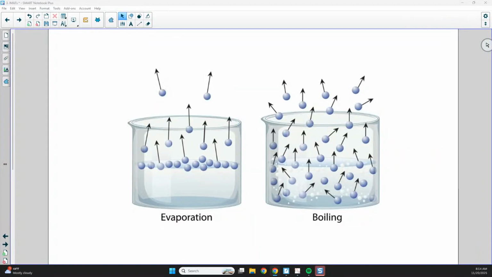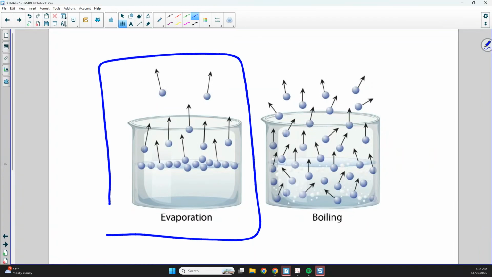So the first thing I want to talk about is the difference between evaporation and boiling, because in this lab, we're going to be working primarily with evaporation. But it is very similar to boiling. We've talked about boiling before, so let's review.